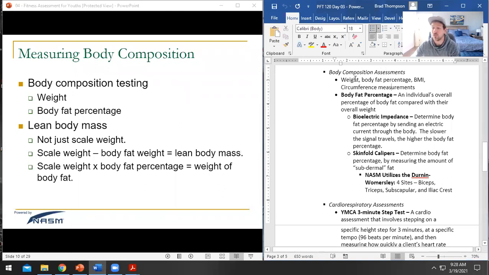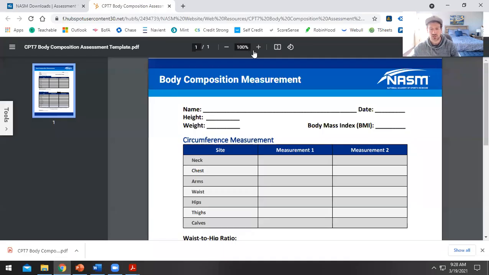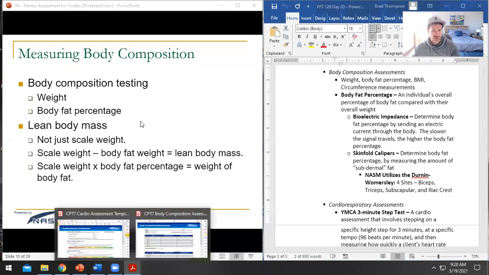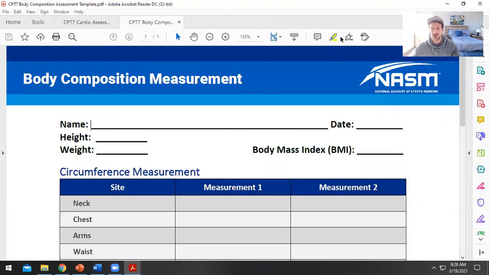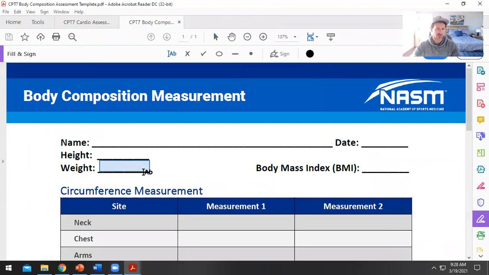So if we look at this, their weight, that's going to be their scale weight. Their body fat percentage is going to be the amount of body fat they have in comparison with their overall body weight. Their body mass index, which is going to be their weight versus how tall they are, and their circumference measurements, which is measuring body girth, like how many inches around certain body parts are, right? So if we take a look at this, right here.